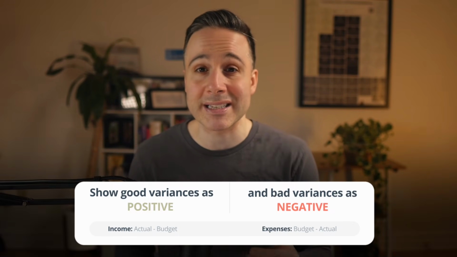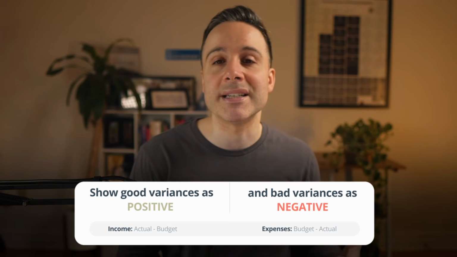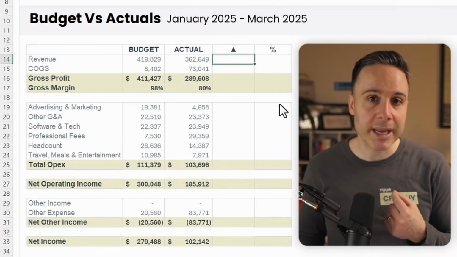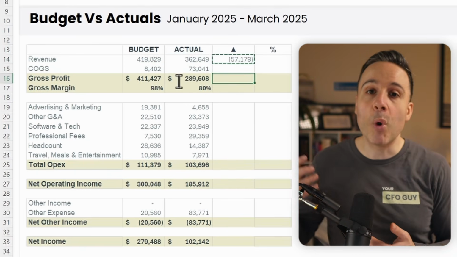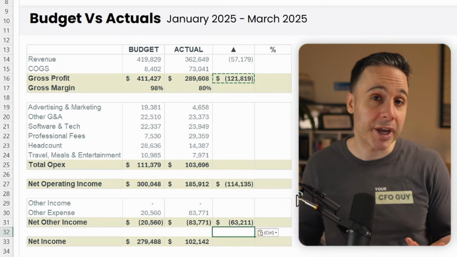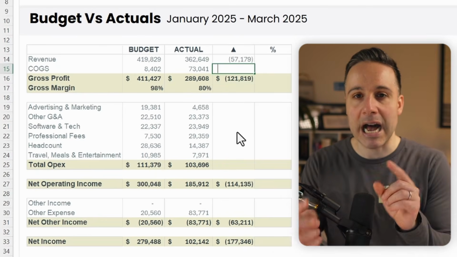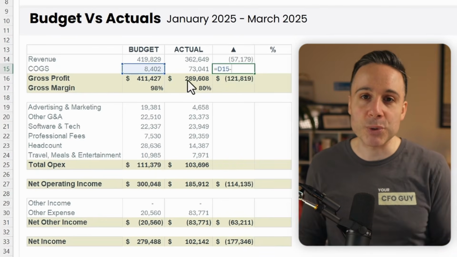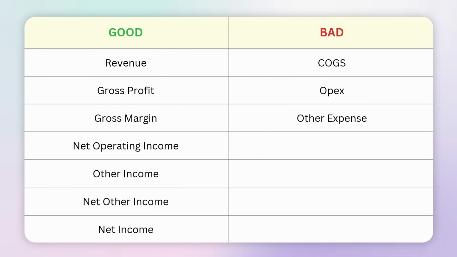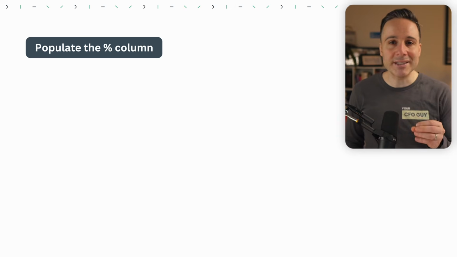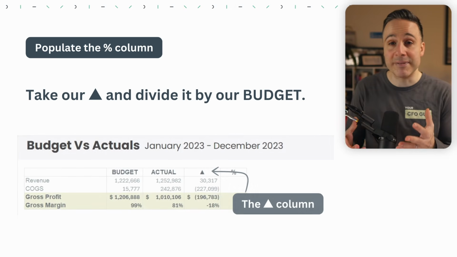And notice that for variances, I'm showcasing all good variances as positive and all bad variances as negative. That means that for my income accounts, I'm taking actual minus budgeted as my formula. Because if I did more in income than I did in my budget, that's a good thing. For my expenses, I'm doing the exact opposite. I'm taking budget minus actuals. If I have more in expenses than I budgeted, well, that's not a good variance. So this makes it really easy for the readers to understand where the good variances and the bad variances are. Then for the percentage variance, I'm taking the variance divided by the budget.